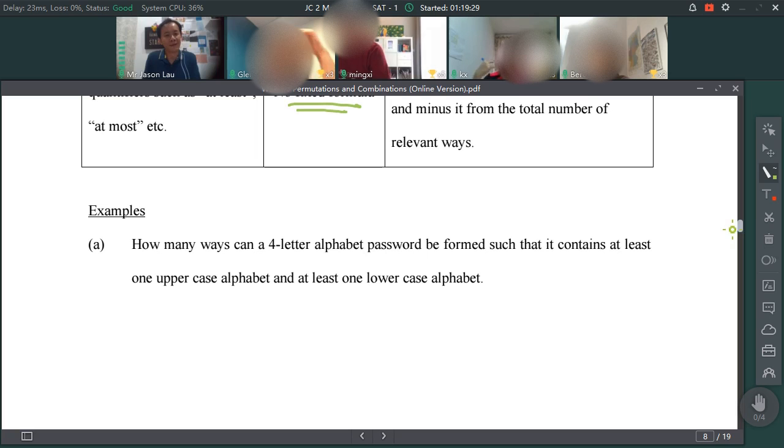How many ways can a 4-letter alphabet password, so it's an alphabet password, no other characters, be formed such that it contains at least one uppercase alphabet and at least one lowercase alphabet? Get me?